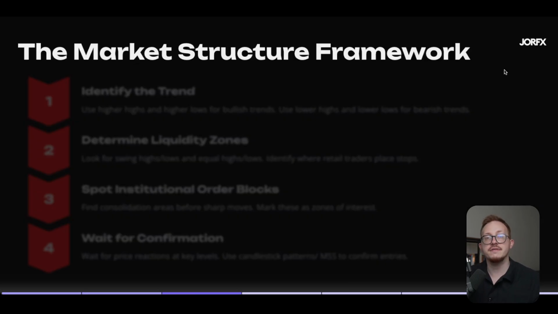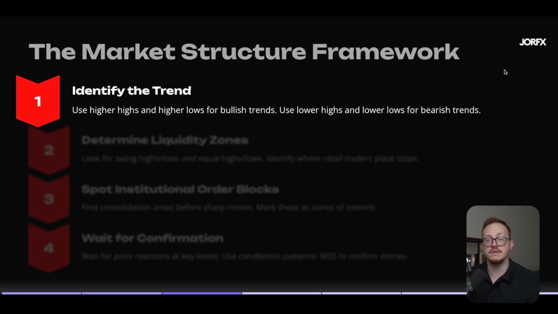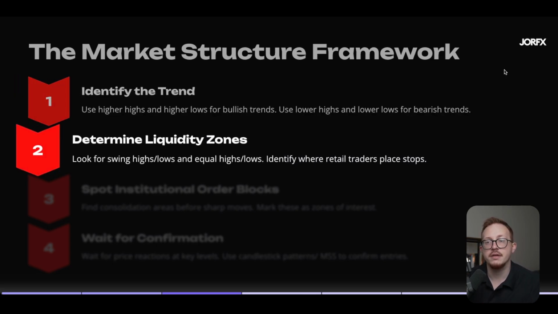Now, I created something and it's called the market structure framework. Basically, steps 1 to 4 that you need to do in order to trade this effectively. First of all, you want to identify the trends. You want to use higher highs and higher lows for bullish trends, lower highs and lower lows for bearish trends. Now, you want to determine the liquidity zones. Very, very important. You want to look for swing highs and lows and equal highs and lows.